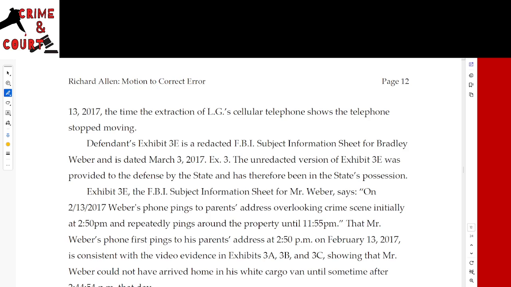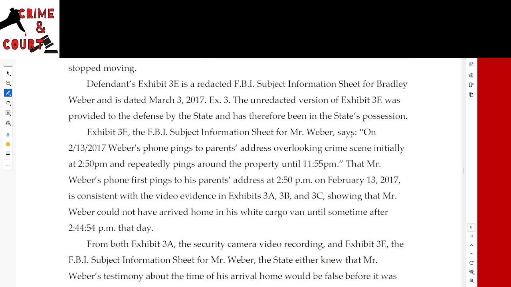So let's go back here. It says Exhibit 3E, the FBI subject information sheet for Mr. Weber, says on 2/13/2017, Weber's phone pings to parents' address overlooking crime scene initially at 2:50 p.m. and repeatedly pings around the property until 11:55 p.m. That Mr. Weber's phone first pings to his parents' address at 2:50 p.m. on the 13th is consistent with the video evidence that they have in Exhibits 3A, B, and C, showing that Mr.